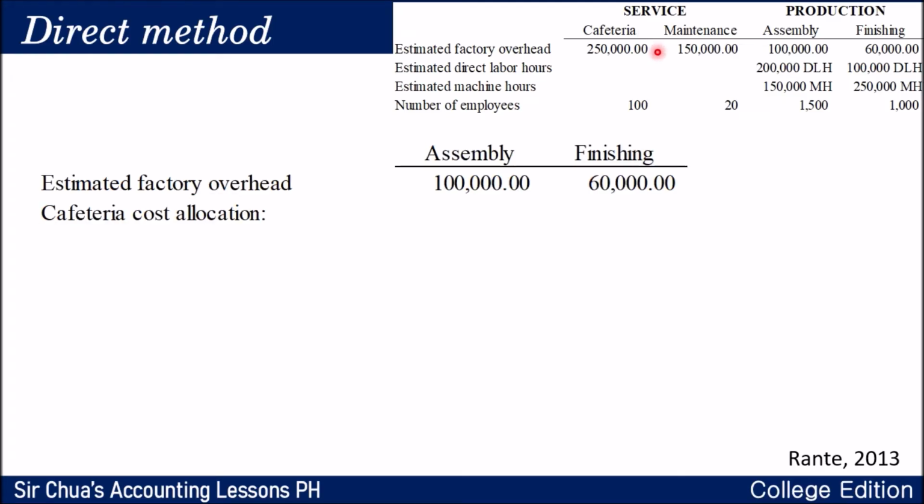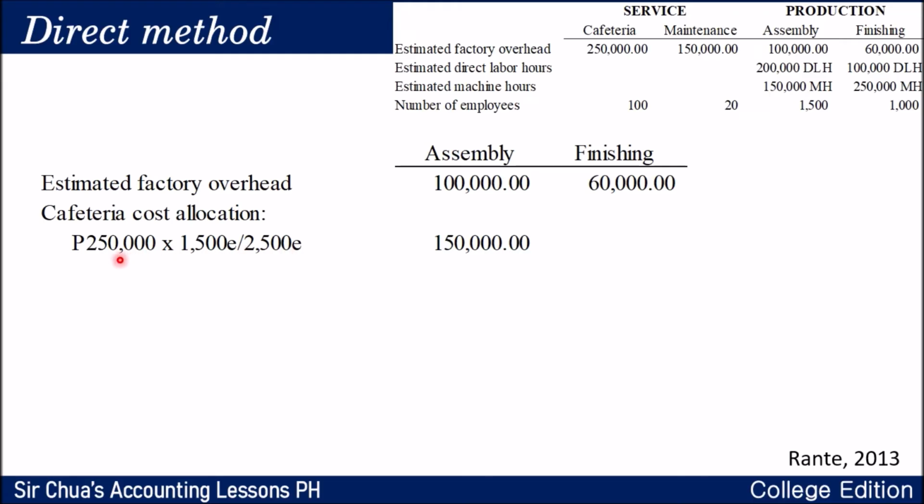Ano pong sabi sa problem? Ina-allocate daw po ang cafeteria cost base sa number of employees. So, for the assembly department, ganito po ang equation natin. 250,000 na cafeteria cost, you multiply it to 1,500 employees divided by 2,500 employees. Saan po galing yung 2,500 employees? 1,500 ni assembly at saka 1,000 ni finishing for a total of 2,500. Okay? So, 15 over 25 po ang magiging multiplier natin sa 250,000.